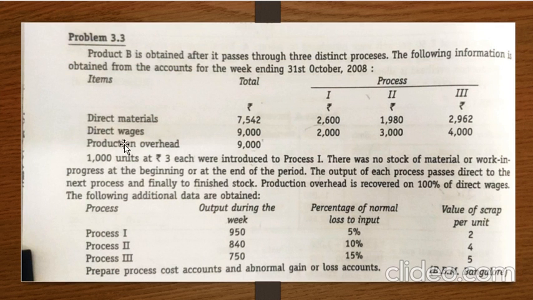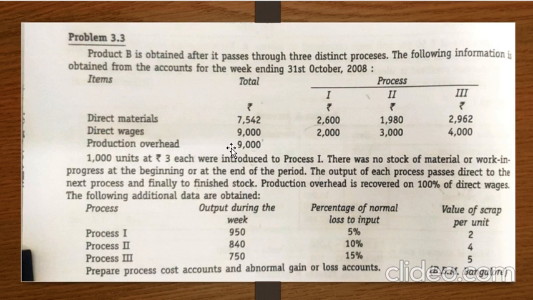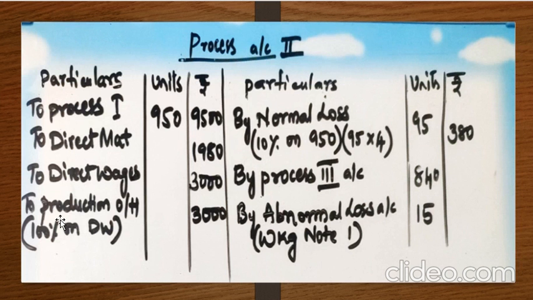So look into your expenses. You have direct materials 1980, direct wages 3000. So you will write here direct materials 1980 and direct wages 3000. Next, about your production overhead, which they have not stated directly, but they have told you production overhead is 100% of direct wages. So how much is your direct wages for process 2? 3000. So 3000 into 100% will give you 3000.